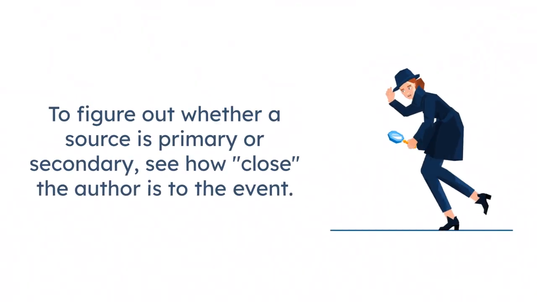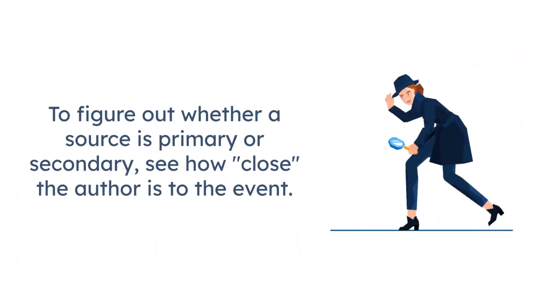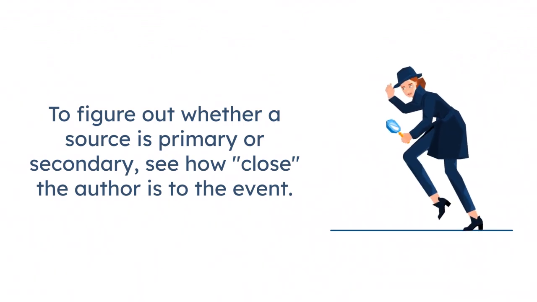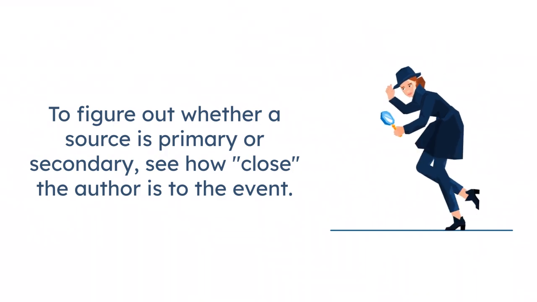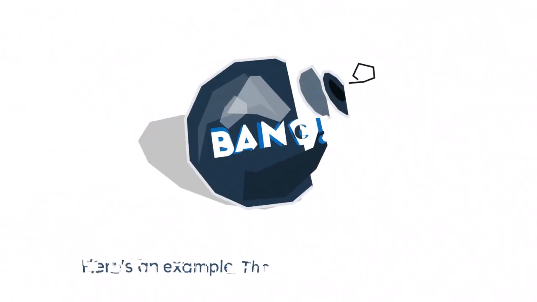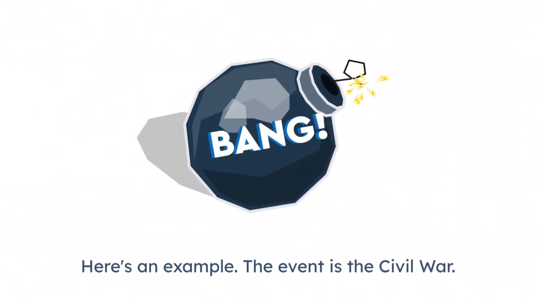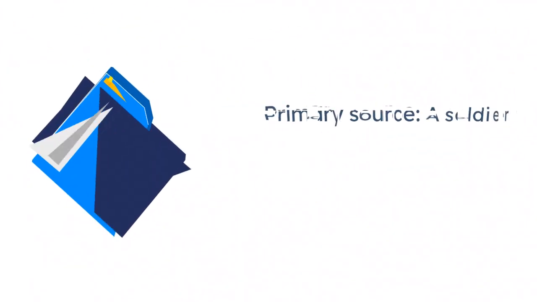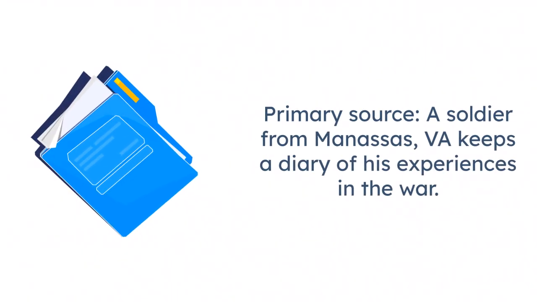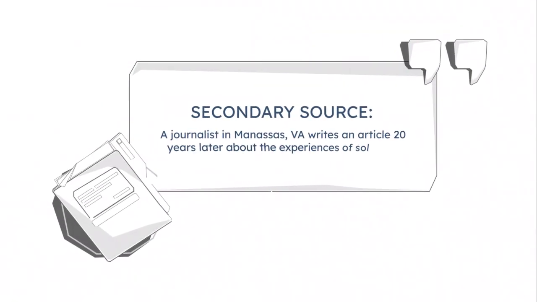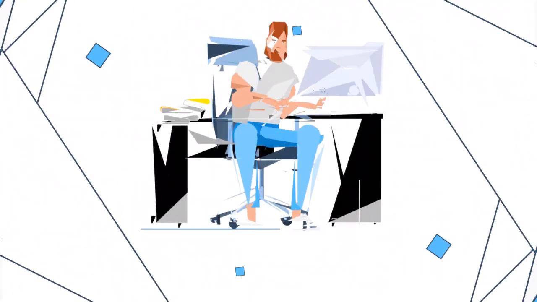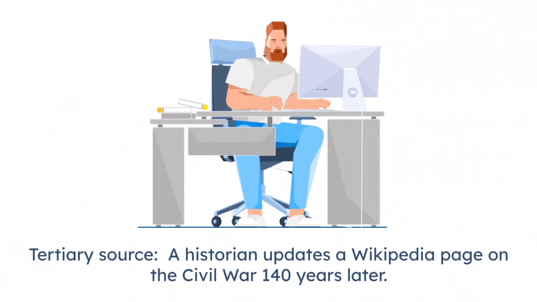One way to tell if something is a primary or a secondary source is to picture how close they are to the event they're describing. In history and the social sciences, it might look like this. The event is the Civil War taking place from 1861 to 1865. The primary author is a soldier from Manassas, Virginia, who keeps a diary of his experiences during the Civil War. The secondary author is a journalist for a newspaper in Manassas, Virginia, who publishes an article in 1885 reflecting on the Civil War. The tertiary author is a contributor to Wikipedia who adds information about Civil War monuments in Virginia.